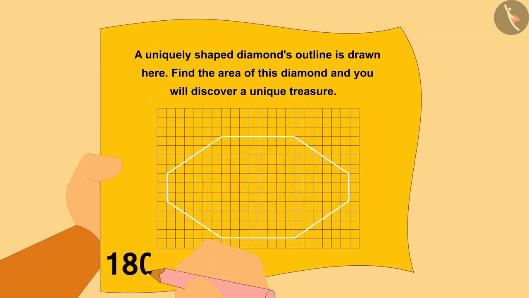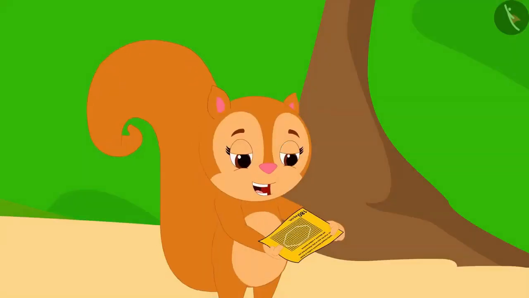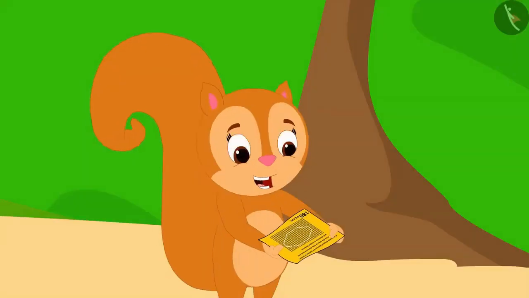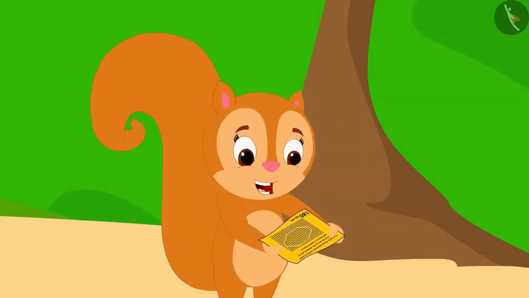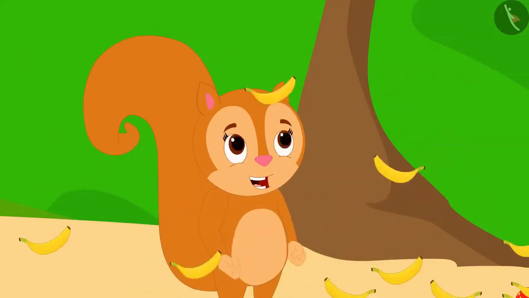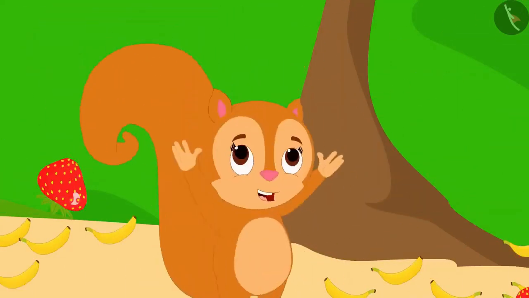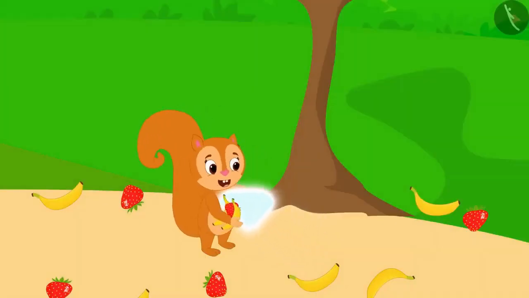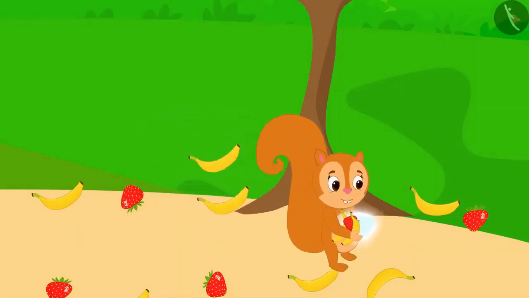as 180 square centimeters. This time, as soon as Chanda wrote this answer on that paper, the paper disappeared and fruits began to shower from the sky. Chanda became very happy. She gathered some fruits and then took her diamond and happily walked towards her house.